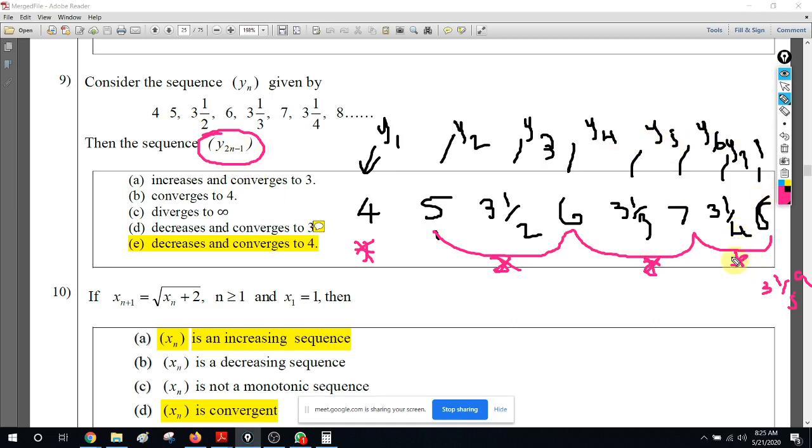Now you can see, this is the yn sequence. Now we have to write down the y2n minus 1 sequence. The y2n minus 1 sequence has 4, 3 and a half, 3 and 1 third, 3 and 1 fourth, and we know that the next one is going to be 3 and 1 fifth, etc. Right? If you want to write it, I can write this 4 as what?